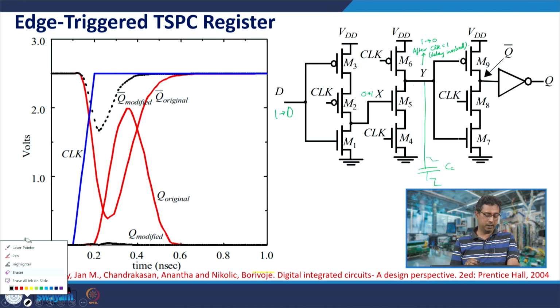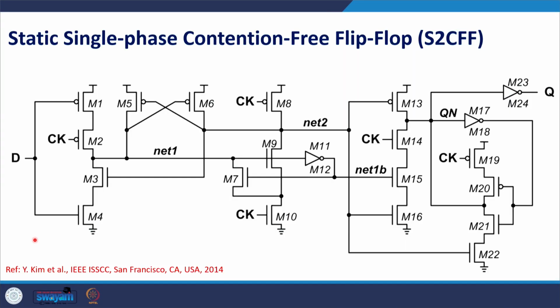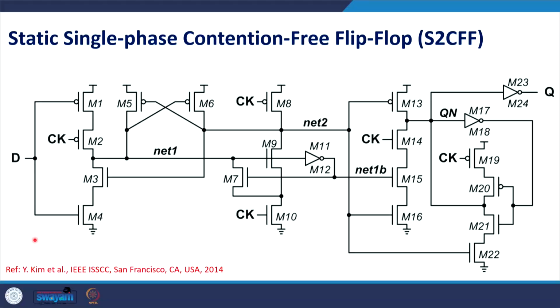So, we will discuss now a flip flop which is specially proposed for near threshold voltage operation, but has this single phase clocking feature. This flip flop has 24 transistors and it has a single phase feature, and it is more suitable for a near threshold voltage operation, because every node is always connected to either VDD or to ground.